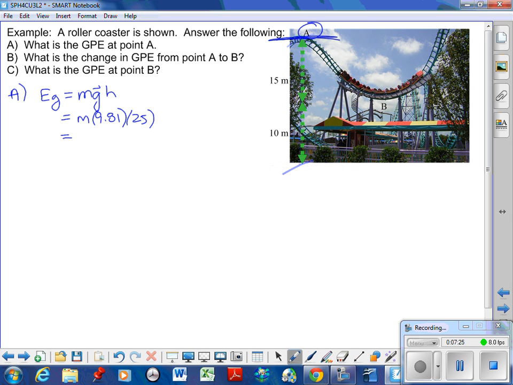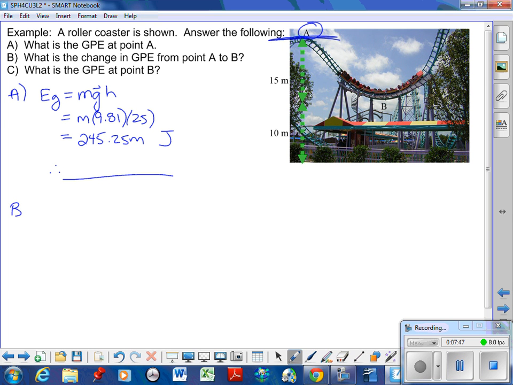So a lot of people get freaked out because there's no value for m. You don't worry about it. We just add it on at the end, times 25. So the answer is going to be 245.25 m joules, because we still have to multiply by a mass. All right, so there is your answer for A, mgh.